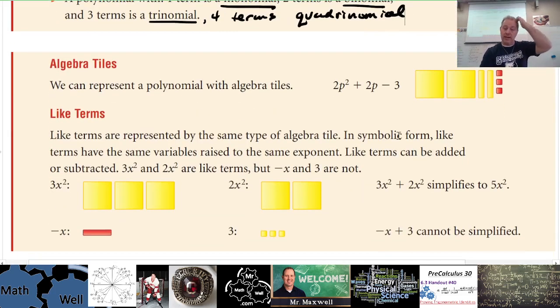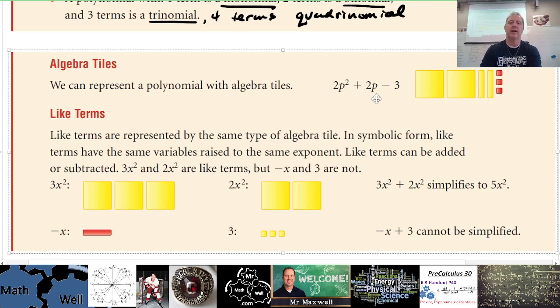Let's keep going. Algebra tiles. So what we learned was that if you have a squared term, like p squared here, or if you have a p term, just a single variable with exponent 1, or if you have a constant term, those 3 things can be modeled by algebra tiles. And so we worked with algebra tiles a little bit.